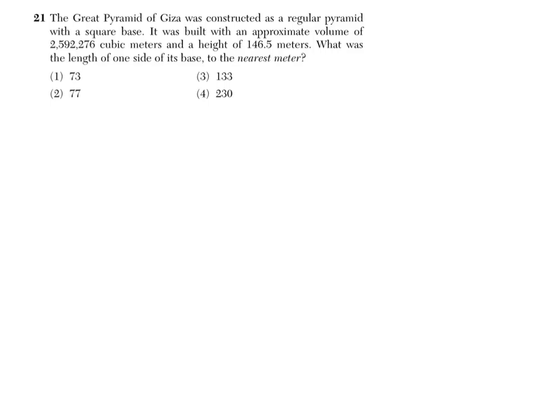21. The Great Pyramid of Giza was constructed as a regular pyramid with a square base. It was built with an approximate volume of 2,592,276 cubic meters and a height of 146.5 meters. What was the length of one side of its base to the nearest meter? So as far as pyramids are concerned, especially with the square base, we know that the volume formula is equal to 1/3 times side squared, which is the area of the base, times the height.